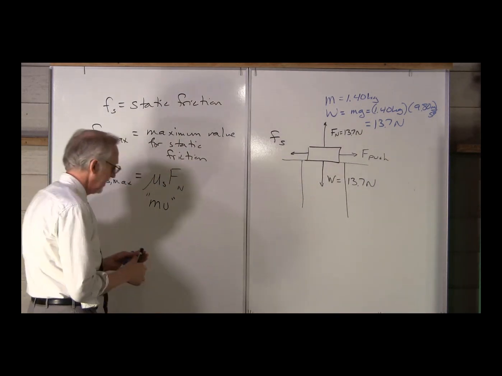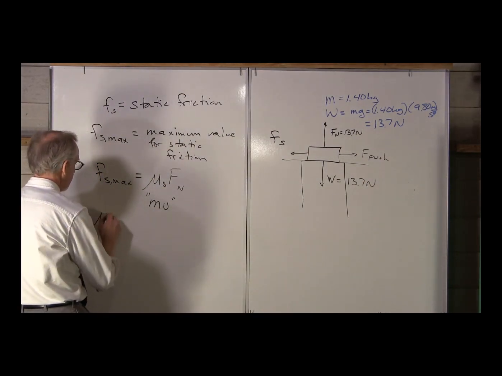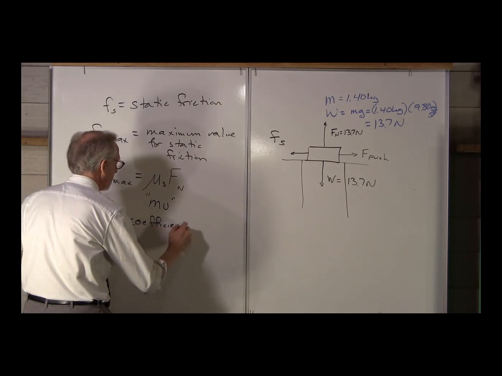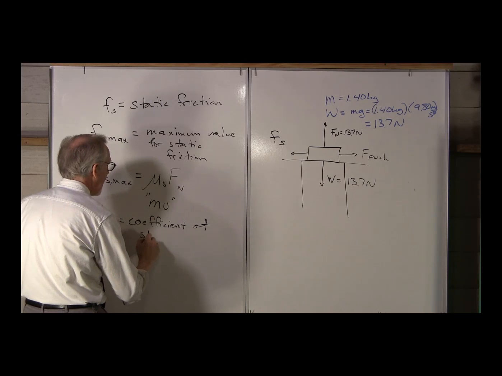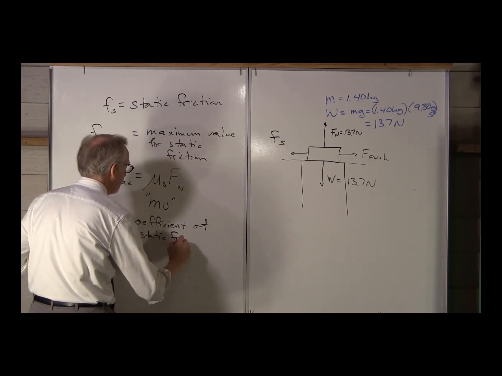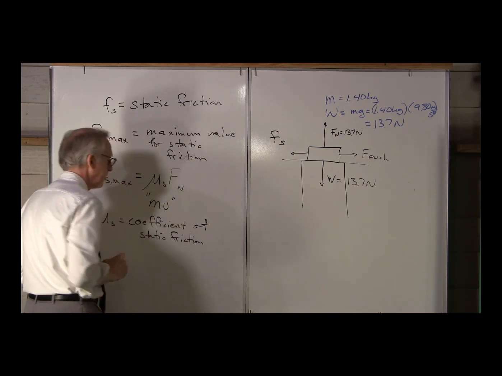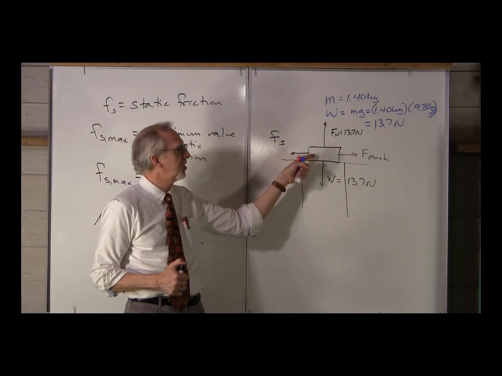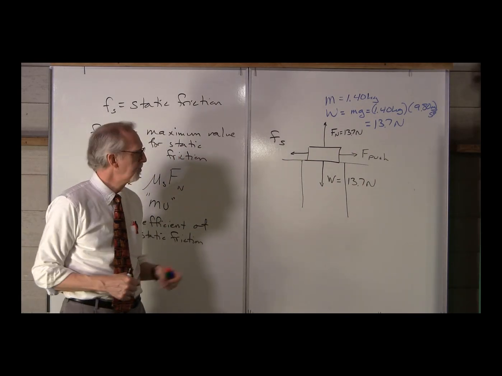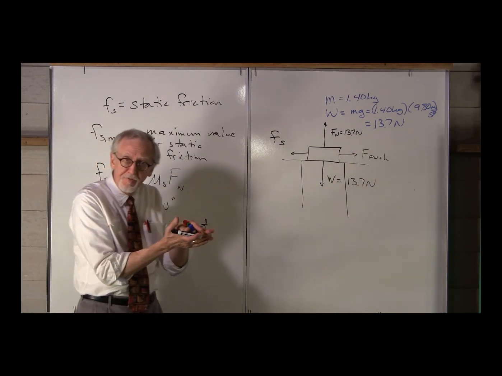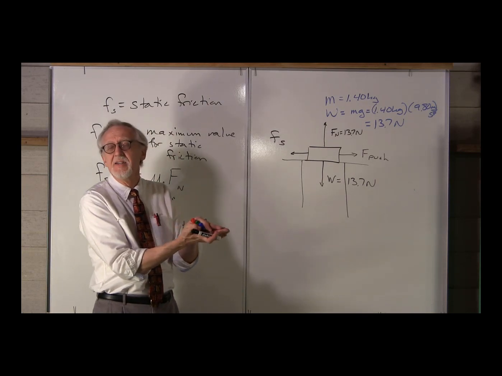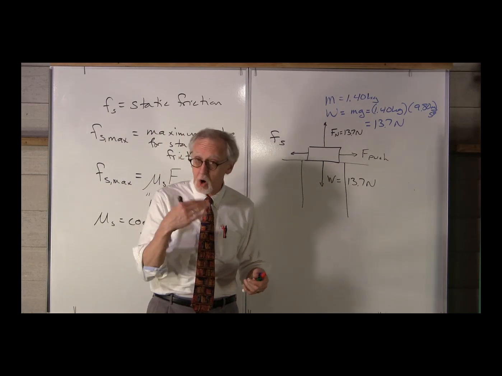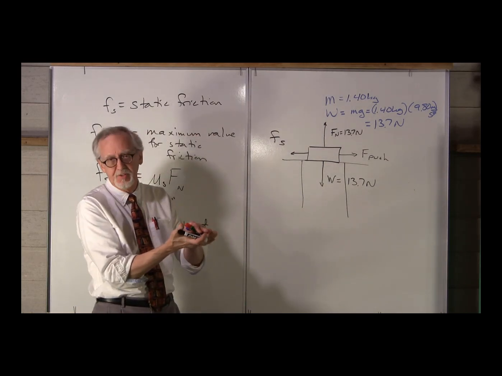Mu sub s is called the coefficient of static friction. The coefficient of static friction depends on the two surfaces that are in contact with each other. Mu s is larger if there's a lot of friction, in other words, the surfaces are sticky or rough. Mu s will be much smaller if they're very slippery surfaces.